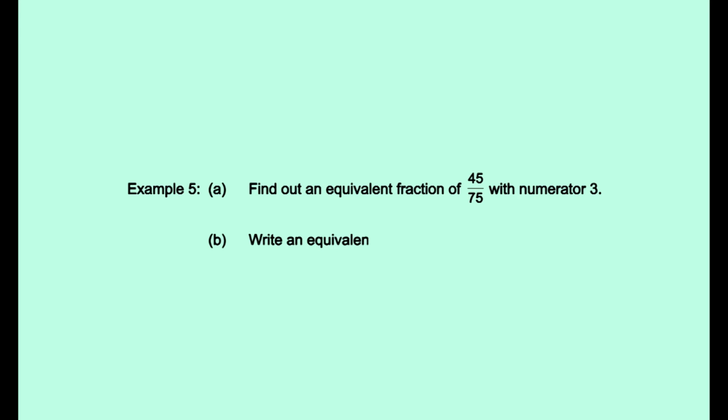Example 5. Find out an equivalent fraction of 45 by 75 with numerator 3. Write an equivalent fraction of 25 by 35 with denominator 7. Solution. Let 45 by 75 is equal to 3 by blank.